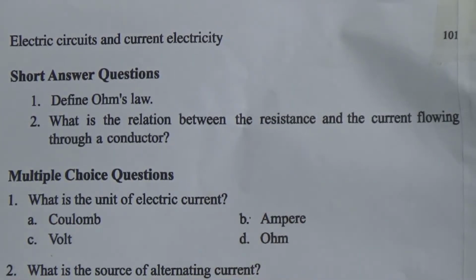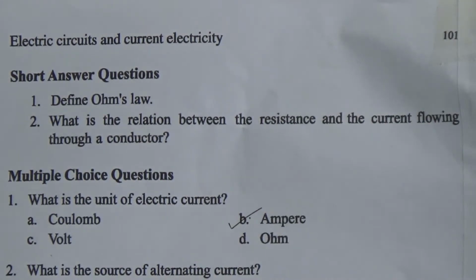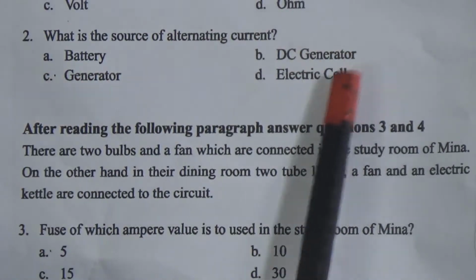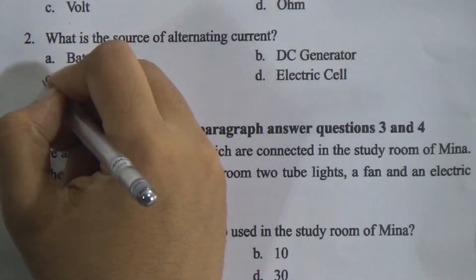Dear students, the electric current's unit is ampere. Now come to next one. What is the source of alternating current? Battery, DC generator, generator, electric cell. That will be generator.